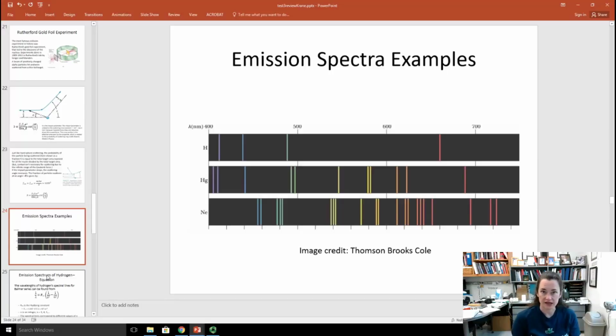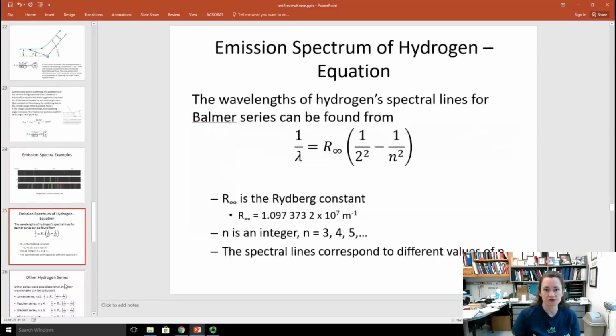This was studied in the late 1800s, and Balmer was the first one to come up with a nice equation describing them. I'm not showing his form here. Instead, I'm showing Rydberg's version of the equation. And that is 1 over lambda is equal to the Rydberg constant times 1 over 2 squared minus 1 over n squared, where n is an integer that starts at 3 and goes up in steps from there. The Rydberg constant is 1.097 times 10 to the 7th inverse meters. So that describes the wavelengths in the visible spectrum that were seen by Balmer.